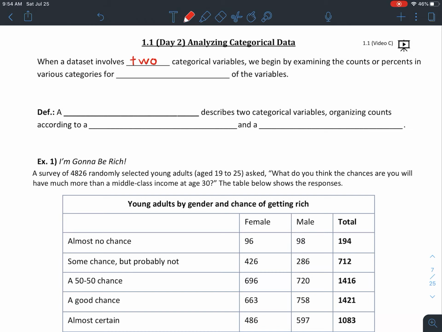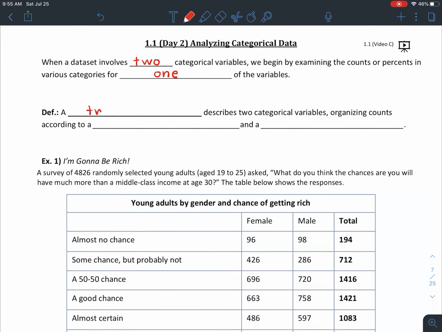So we would be collecting two pieces of information, say, from each person, and the data we're collecting is categorical in nature. A lot of times this is done by gender because they want to see how did the females answer this question as opposed to the males. So gender is usually one of the two categorical variables. We examine by either counts or percents in various categories for one of the variables, okay?